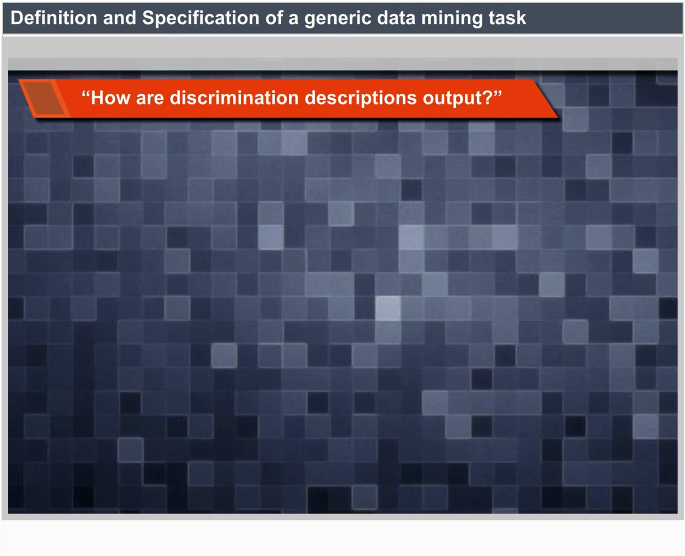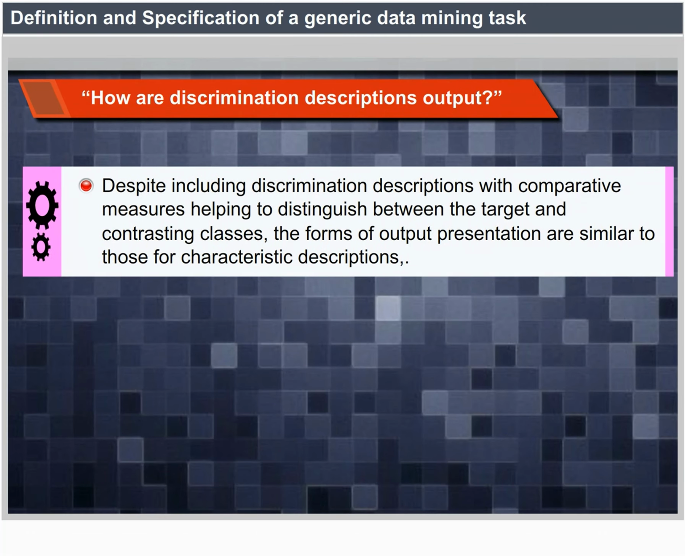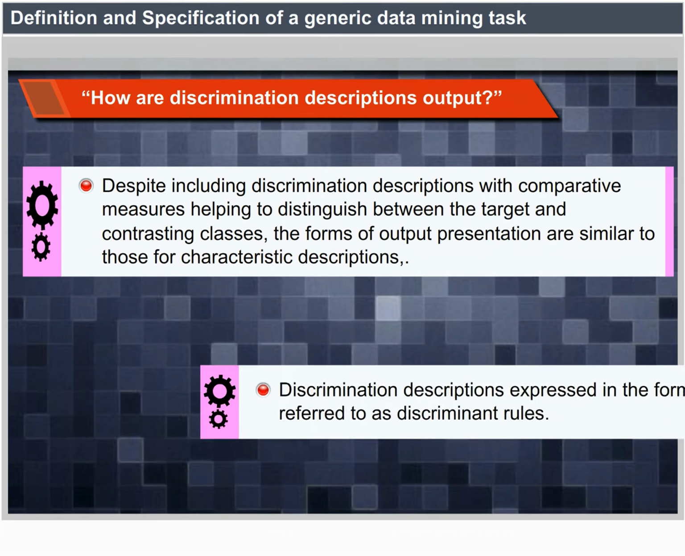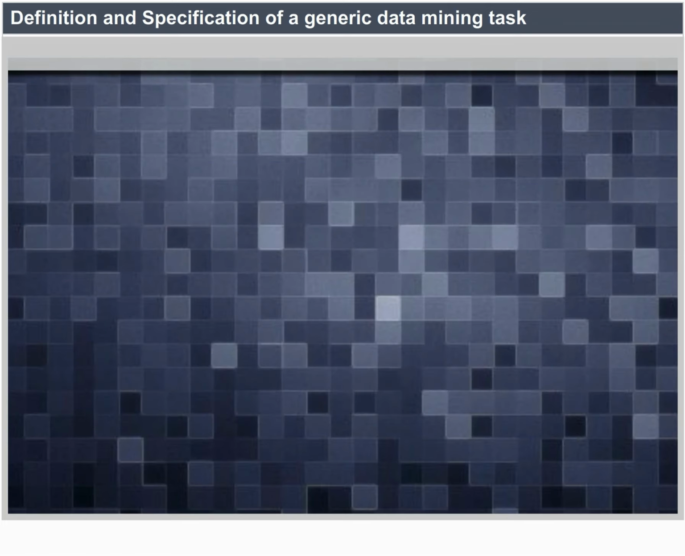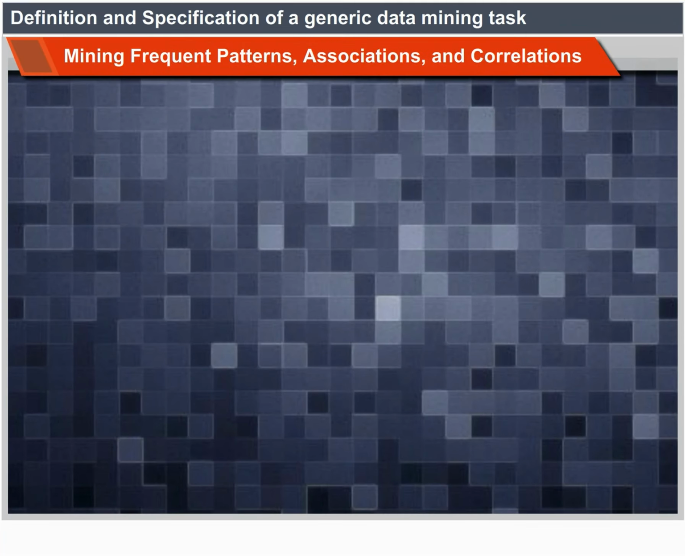The forms of output presentation are similar to those for characteristic descriptions, although discrimination descriptions should include comparative measures that help to distinguish between target and contrasting classes. Discrimination descriptions expressed in the form of rules are referred to as discriminant rules. Mining frequent patterns, associations, and correlations.